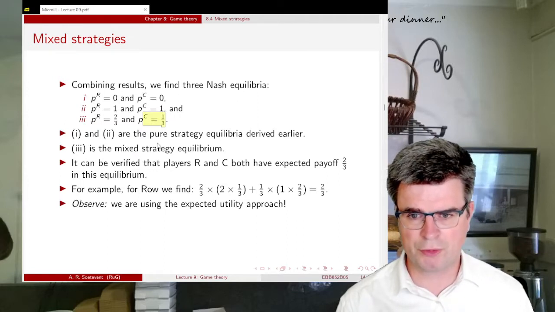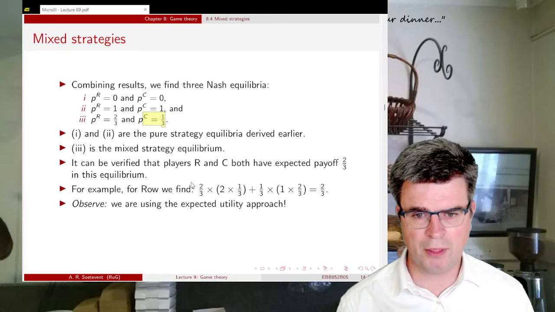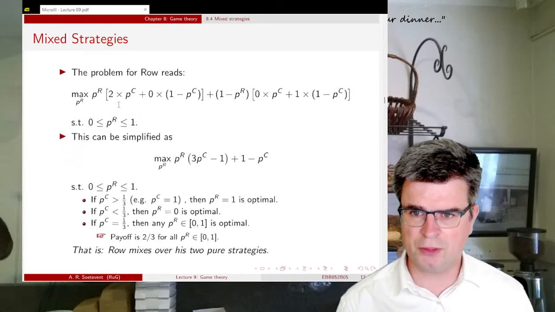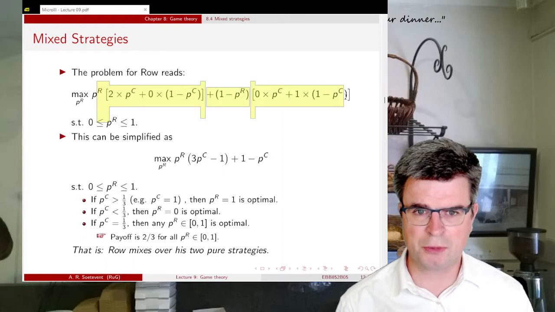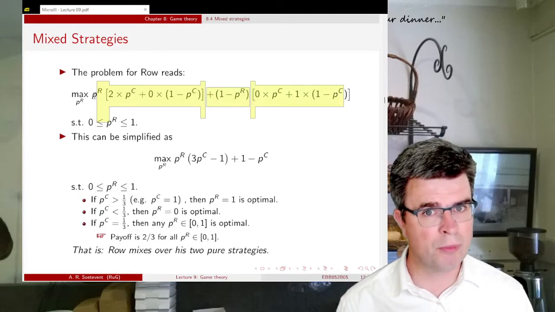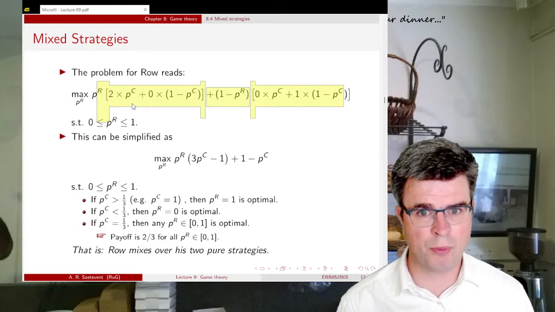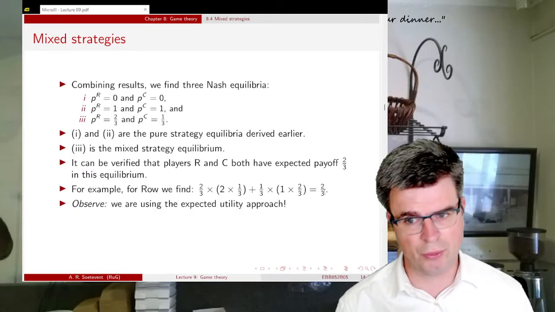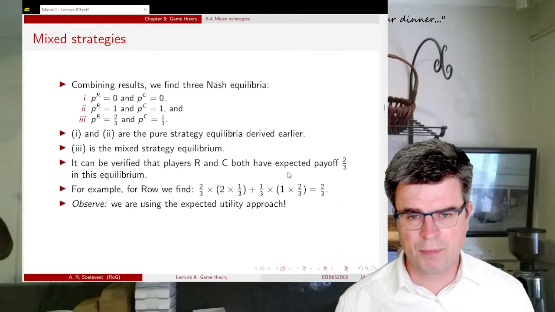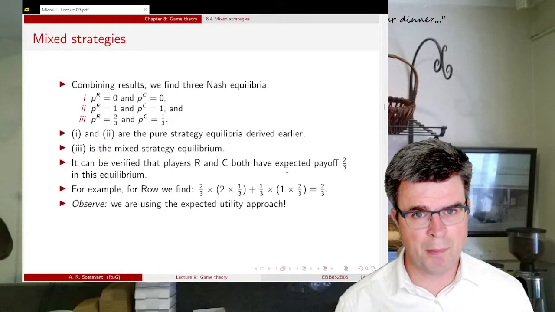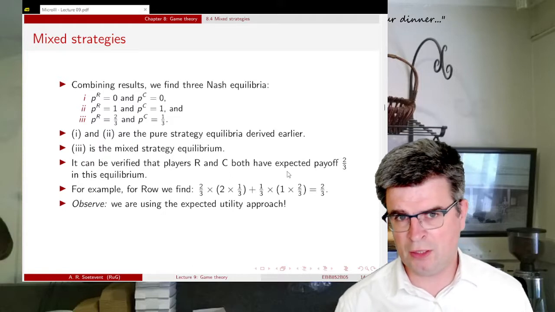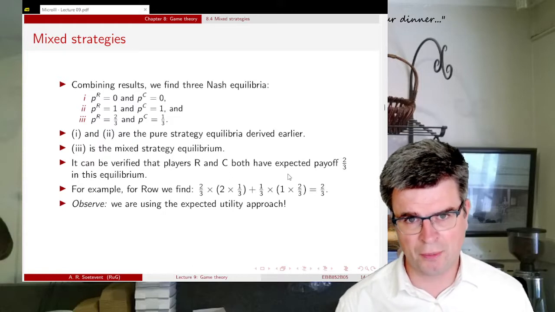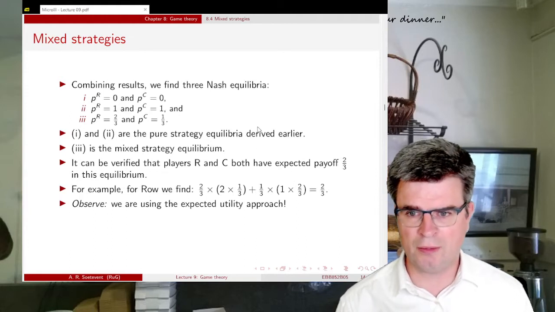So, for example, for the row player, we can plug in the values. So this is just plugging in the values in this expression over here. PR equal to 2/3, PC equal to 1/3, and solving it, you get a payoff of 2/3. So here we are using expected utility. We choose our probabilities PR and PC such that we maximize our own expected utility.